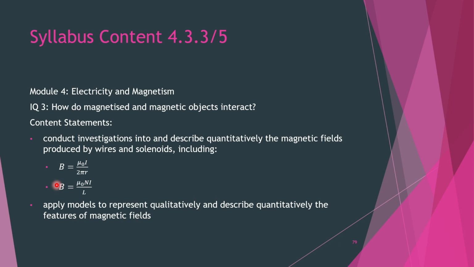Effectively, we're going to be building our understanding of these two formulae here, which can describe the generation of a magnetic field. Specifically, magnetic fields which are produced by electrical currents in wires, or when we have lots of wires wrapped around together, a solenoid.